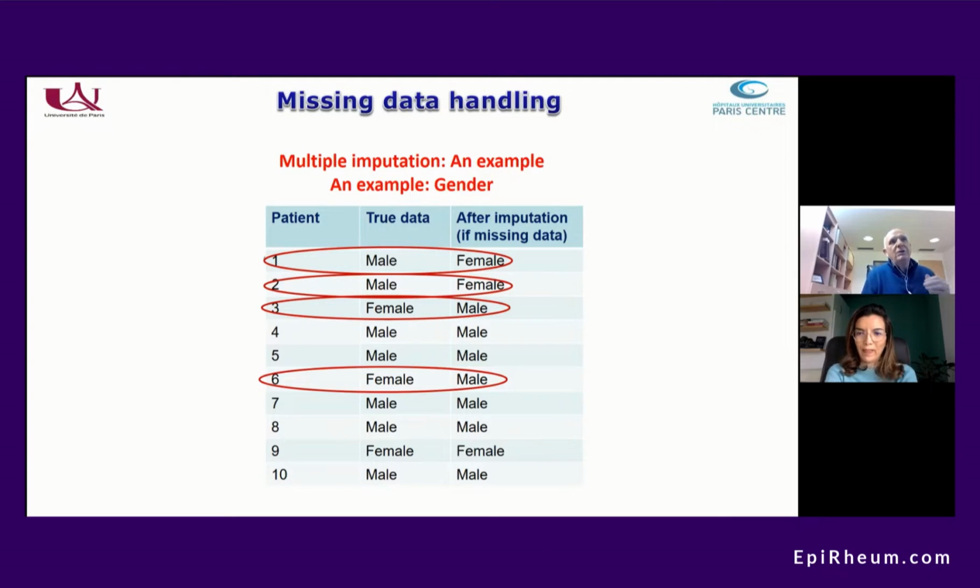The question will be whether or not there is a threshold of missing data, a percentage of missing data above which we should refrain from performing a multiple imputation. There is no rule for that. My personal rule is 20%. If you have more than 20%, it's too hazardous.